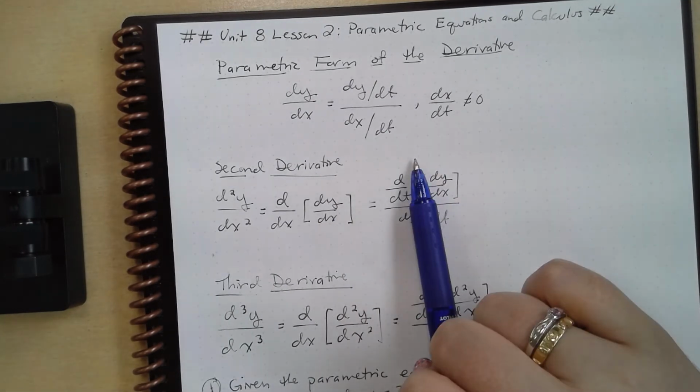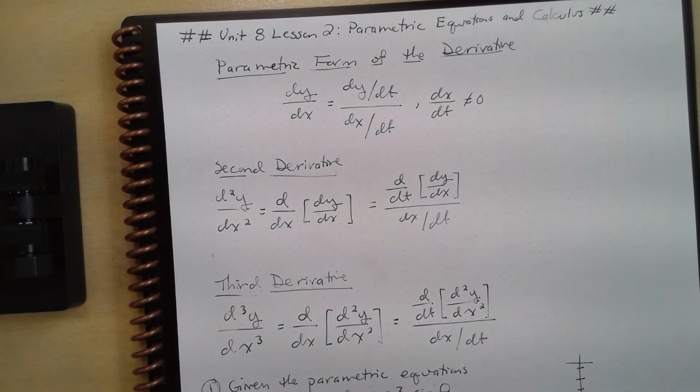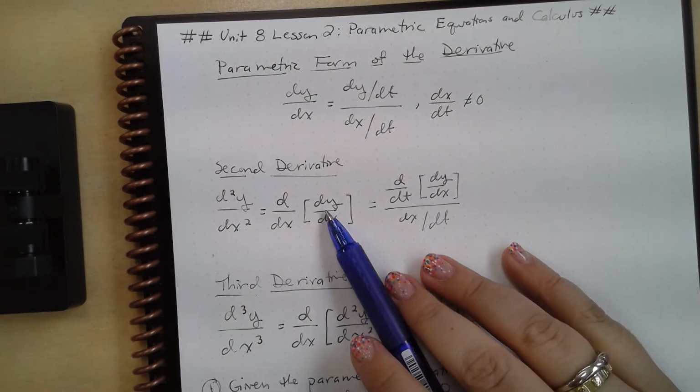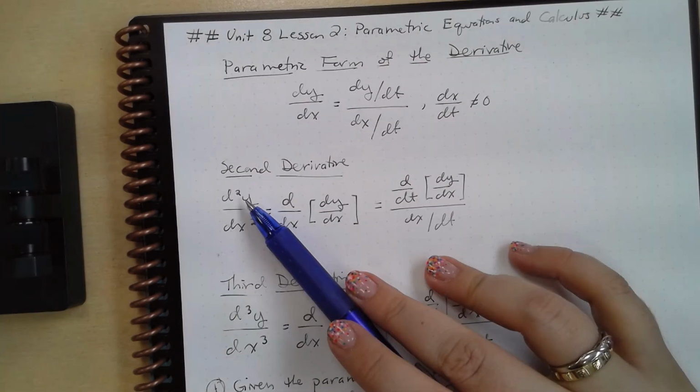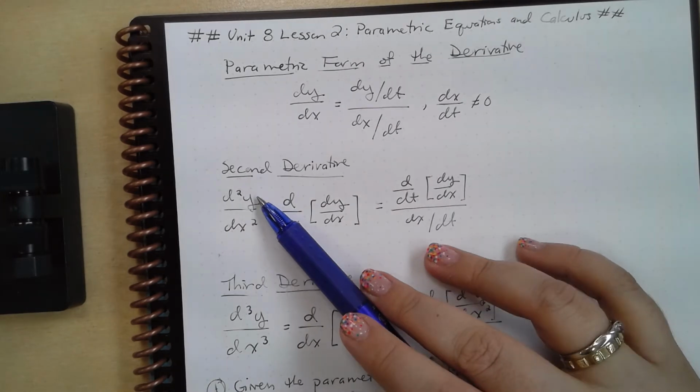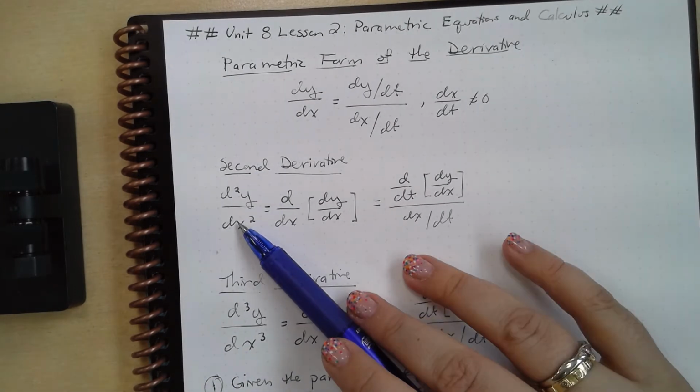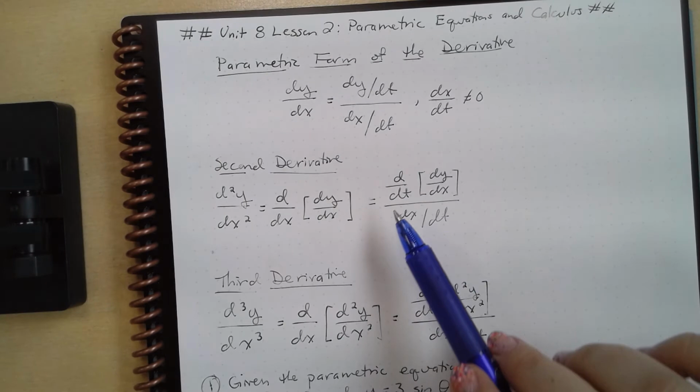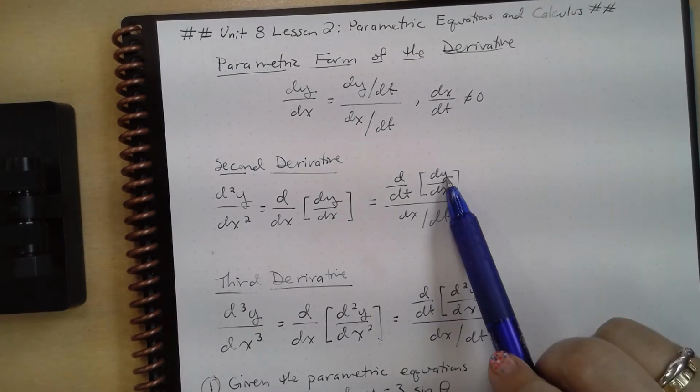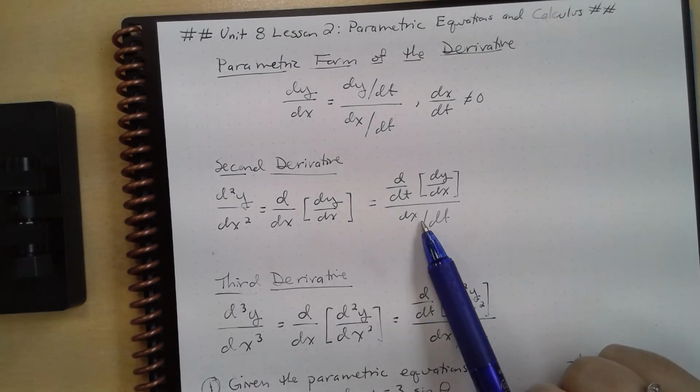We also have a second derivative, d squared y. That's not how you read that, so don't do that. It's going to be the derivative with respect to t of our first derivative divided by the derivative of dx with respect to t. Okay?